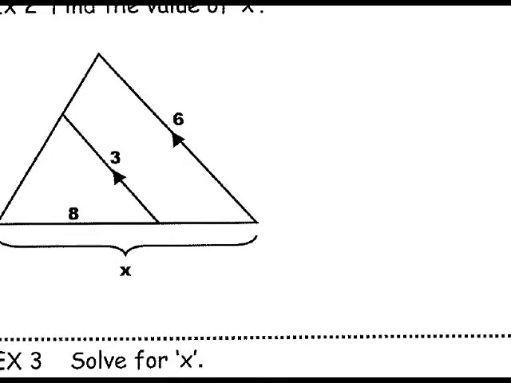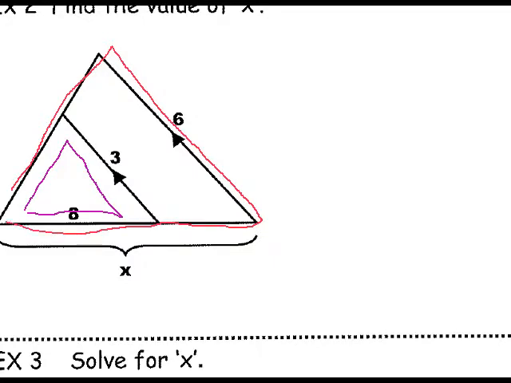All right, again, we've got two triangles. I've got this small triangle right here. It's inside this larger triangle, which I'll kind of outline here in red. There's my larger triangle. And this time we've got the diagonal line 3, which is going to go with this line 6. So 3 is going to go with 6. And then we can look at the 8 and the x. Okay? So the diagonal line over the horizontal line, 3 over 8.